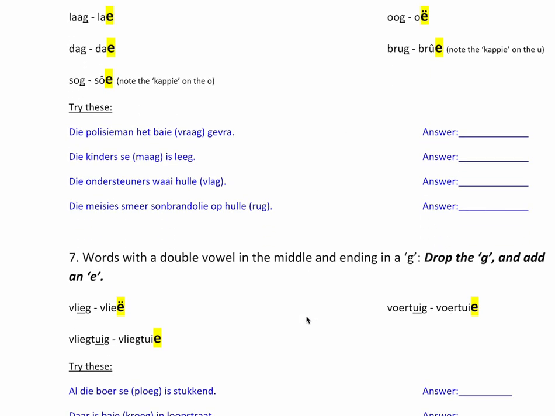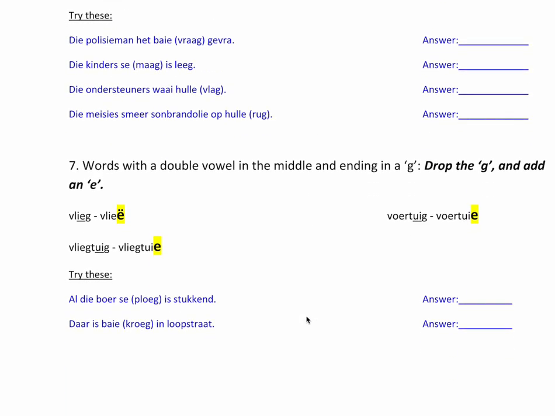So if you have words with a double vowel in the middle and it ends in a G, you're going to drop the G and also just add an E. Like vlieg. We drop the G and remember that E must become a deelteken, otherwise it's vlie. We don't have that in Afrikaans, so it becomes vlieë. Put the deelteken on there and it sounds correct. Vliegtuig. Yeah, we just have to add the E.